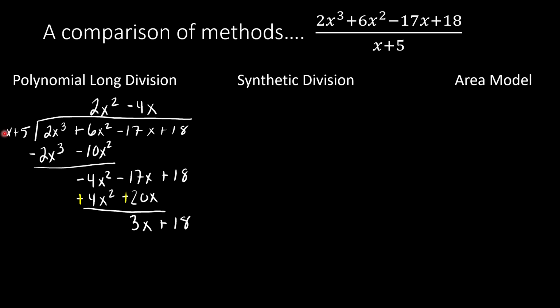And for the last time, x times what would give me the 3x? That would be 3. So we would write that plus 3 up there. 3 times x is 3x. 3 times 5 is 15. We subtract them and we get a remainder of 3, which we would then write out here as 3 over x plus 5.